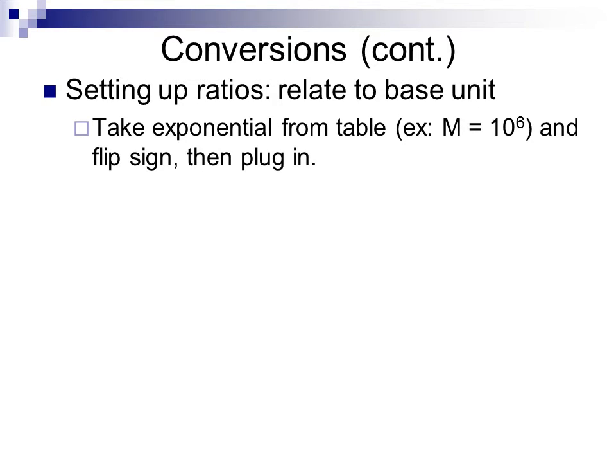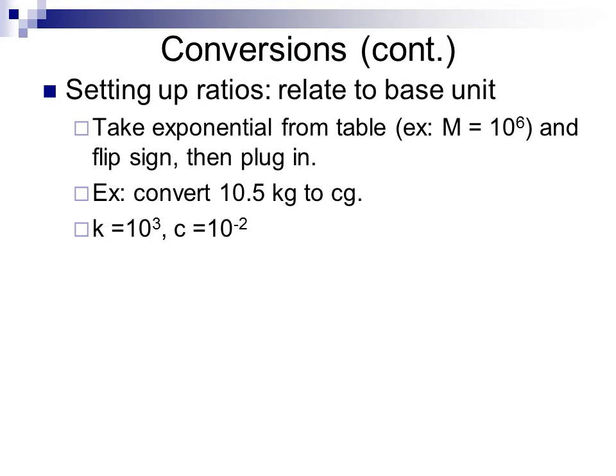So the way that we would come up with these conversion factors is take the exponential from the table. Like for instance, we know that mega as a million is 10 to the 6th. We flip the sign from what it is in the table and then plug it in. If I want to convert 10.5 kilograms to centigrams, for example, I know that kilo is 10 to the 3rd on that table, and centi is 10 to the minus 2 on that table.